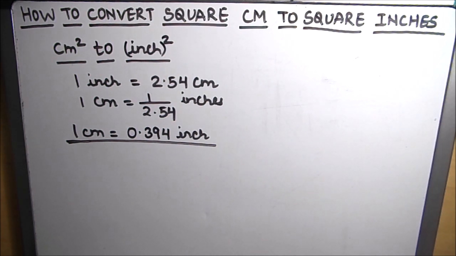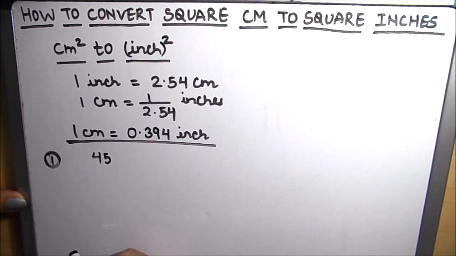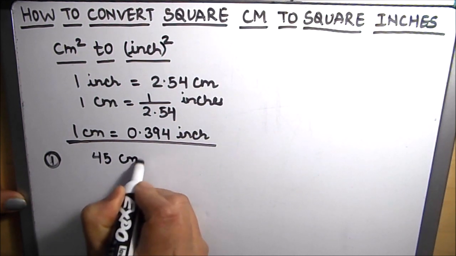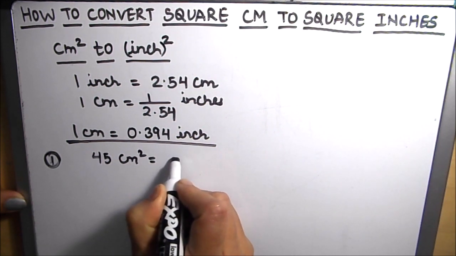So to convert from square centimeter to square inches, there are two methods. First is to find the conversion factor and multiply the quantity with that, or you can do it directly. Let's start with the direct method first. Let us find out how much is 45 centimeters square in square inches.